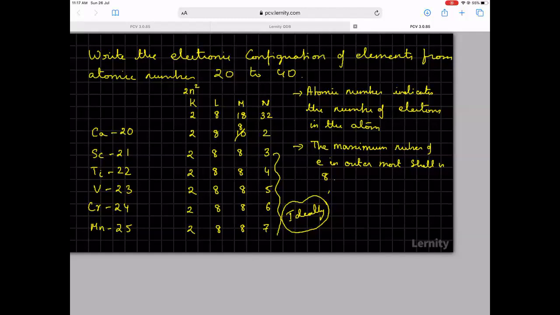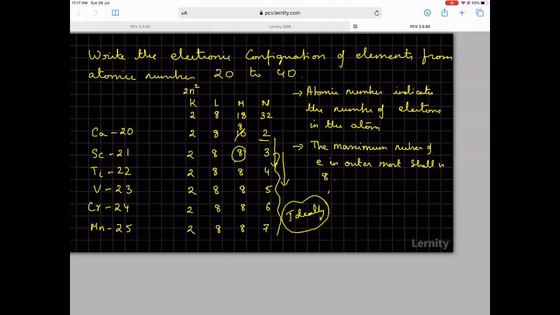If you understand this, now there are some deviations. The deviations start from scandium. Once this 2, 8, 8 happens, this is not the ultimate shell. Now this is the penultimate shell. In the penultimate shell, the maximum number of electrons can be 18. So instead of the electron coming here, after this the electron starts coming into the penultimate shell.